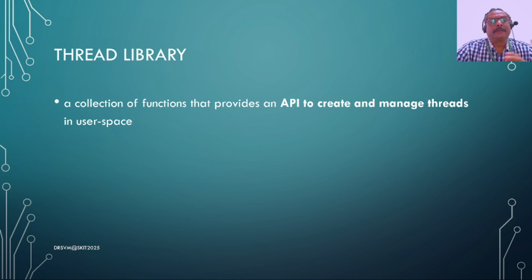But in the kernel space, the kernel side is created by experts, and hence we don't require any APIs too. So for the user we do require APIs. So these APIs provide the facilities to create and manage the threads in the user space.